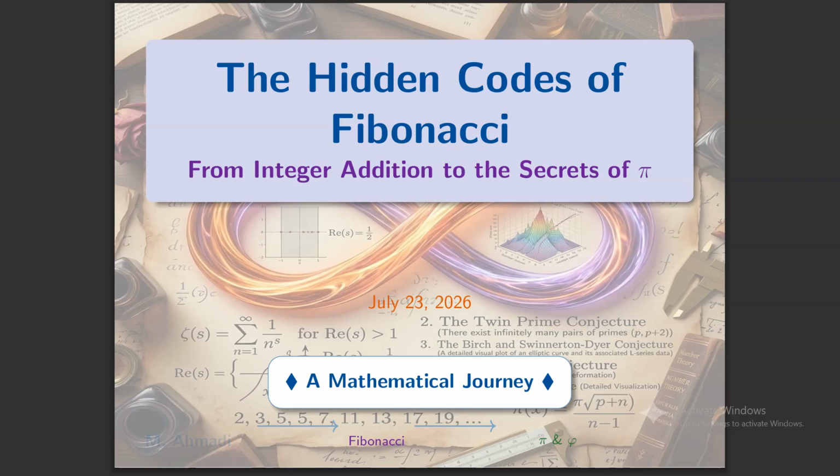Today we are going on a fascinating mathematical journey. We'll explore one of the most beautiful and surprising connections in all of mathematics: how a simple sequence of integers, the Fibonacci numbers, connects to the most famous constant in geometry, pi.